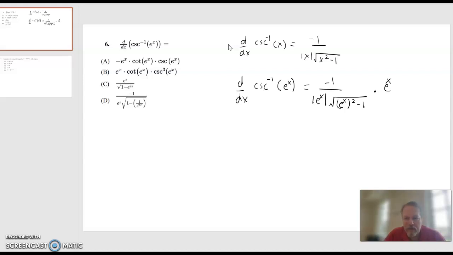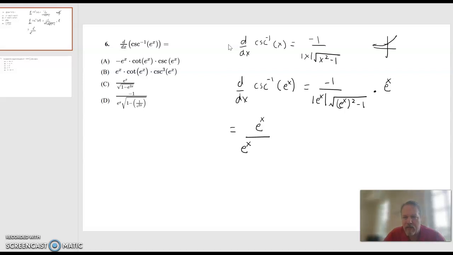So we get this. The e to the x is on top. On the bottom, absolute value of e to the x. E to the x is always positive. It graphs like this. It never drops below the x-axis. It's always positive, so I can drop the absolute value. E to any number is a positive number, so I get e to the x.